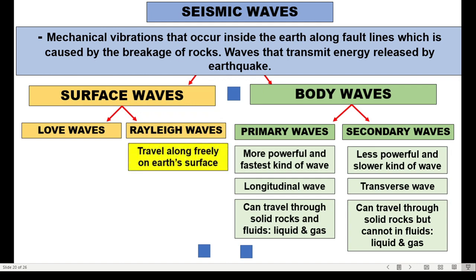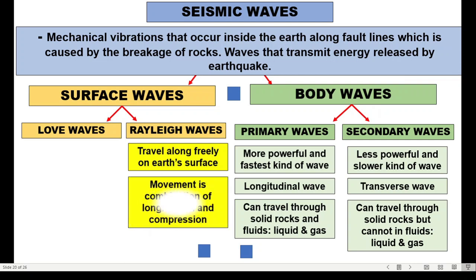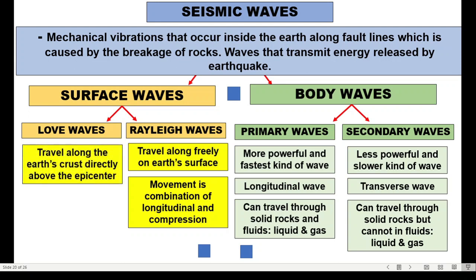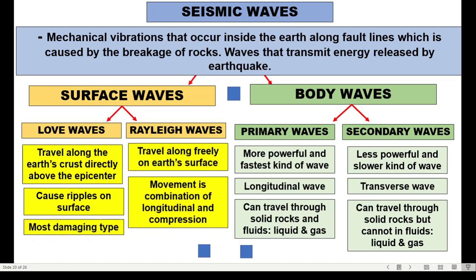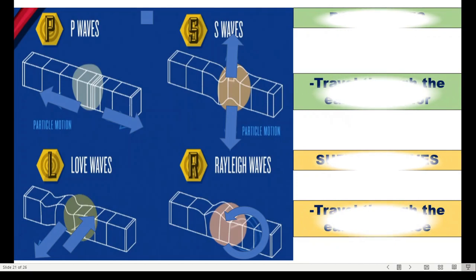So, when we say Rayleigh waves, they travel along freely on Earth's surface. Movement is a combination of longitudinal and compression. So, ito yung paikot-ikot. Pero yung love wave, it travel along the Earth's crust directly above the epicenter. So, dangerous to kasi mismong sa epicenter siya lumalabas. Kaya nga, it causes ripples on surface that is the most damaging type. So, ano itsura nun? Ito yon.